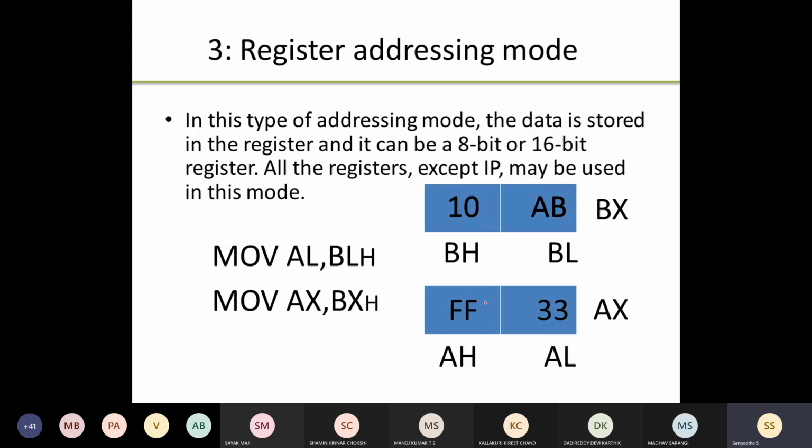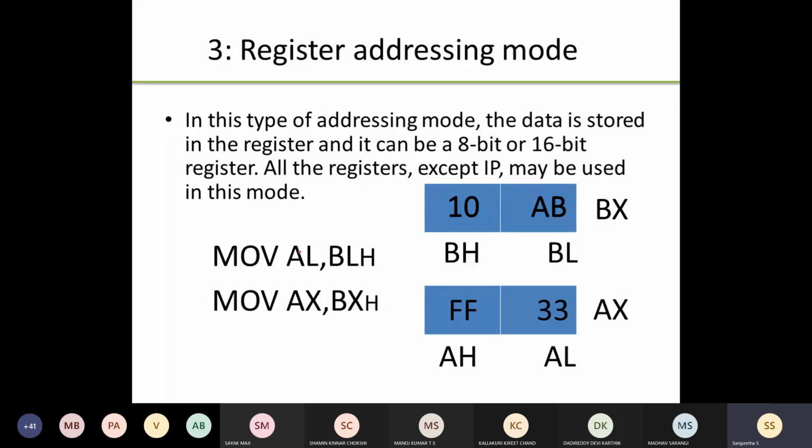Next is register addressing mode. Register addressing mode means that in the instruction, everything is on a register basis. Register locations are specified, you take the data from that particular register and it is transmitted, or any arithmetic operations are performed using the registers. All will be registers. For example, MOV AL, BL is given.